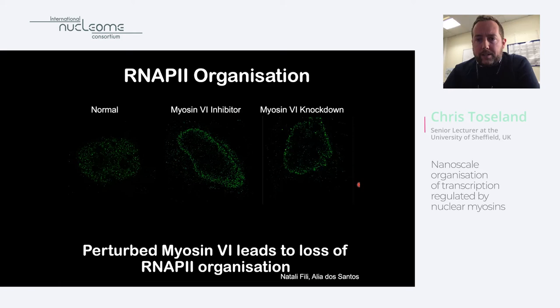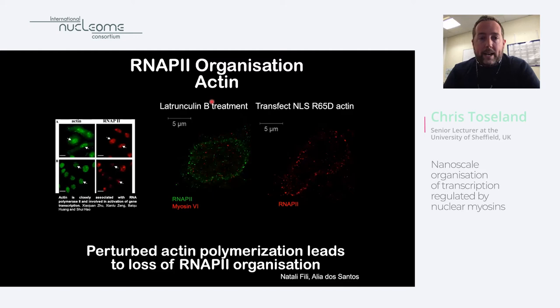So we now became very interested to think, okay, this looks really interesting. We have seen this disruption of pol 2 when we've perturbed myosin 6. What happens when we also perturb actin? As I said before, myosin and actin typically work together. So we did a treatment with latrunculin B, which stops polymerization of actin. And we also transfected a monomeric form of actin, which prevents polymerization by binding and capping other monomers to stop this process emanating from RNA polymerase when you get transcription stimulation. Now, in both cases, what we observed was a perturbed pol 2 localization once more.